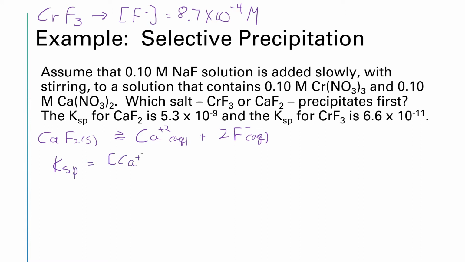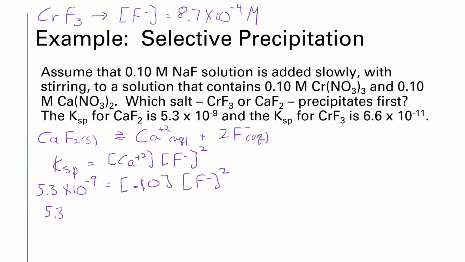calcium ions times fluoride ions squared. Let's see, KSP for calcium fluoride is 5.3 times 10 to the negative 9, and calcium ion is 0.1 molar, and then fluoride is what we are looking for. So I'll take this expression and divide both sides of the equation by 0.1, which will give 5.3 times 10 to the negative 8 is equal to the fluoride ion concentration squared.